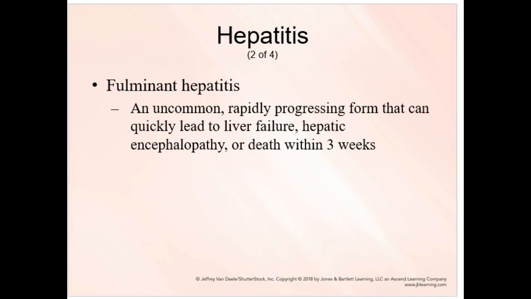So fulminant hepatitis is uncommon. This will progress quickly and can lead to liver failure, hepatic encephalopathy, which would be infection that would go up to the brain, or death within 3 weeks. So this would be obviously an acute issue that would need to be taken care of quickly to prevent it from continuing and causing decline and death.